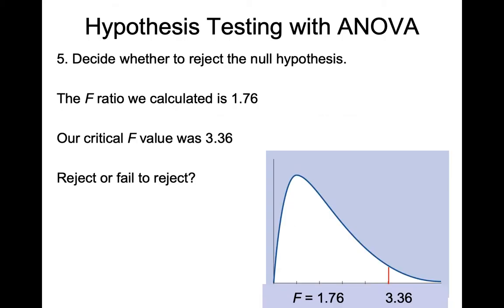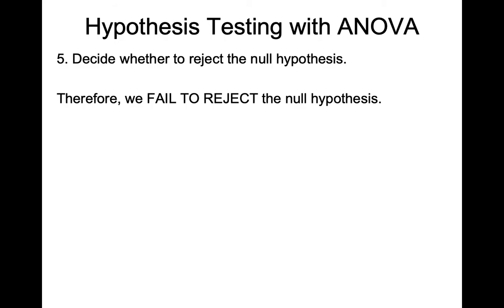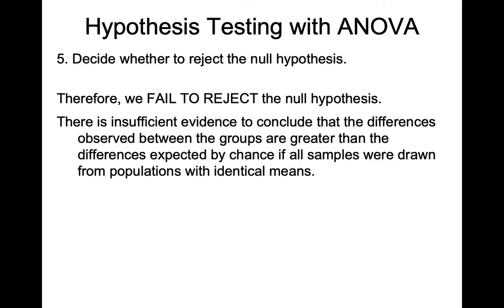We need to compare that to our F critical of 3.36 and ask, does the F that we calculated of 1.76 exceed our critical value of 3.36? Does it land in the critical region or does it not? Of course, we can see that it does not fall in the critical region. Therefore, we are going to fail to reject the null hypothesis. What does it mean? There is insufficient evidence to conclude that the differences observed between the groups are greater than the differences expected by chance if all samples were drawn from populations with identical means.